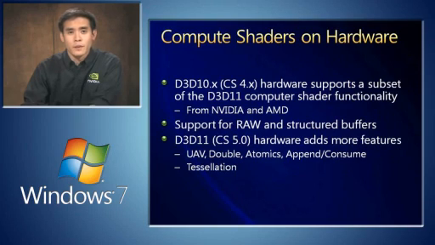In the hardware, there's D3D 10.x hardware support that provides a subset of the Direct3D 11 shader functionality. Both NVIDIA and AMD have hardware to perform this. It provides support for raw and structured buffers. Direct3D 11 supports a Compute Shader 5 profile, and that hardware adds more features. In particular, it adds UAVs, double precision, atomic operations, and append and consume operations, in addition to tessellation.